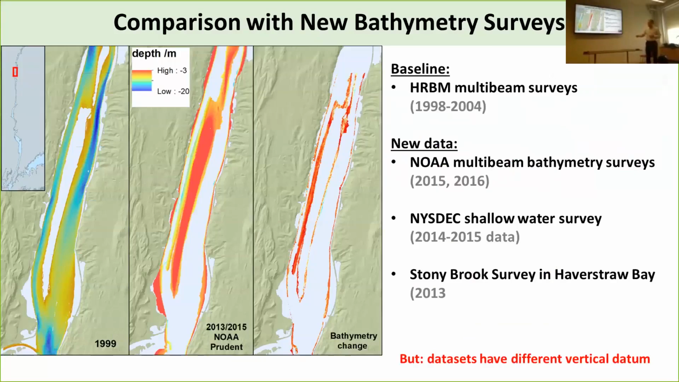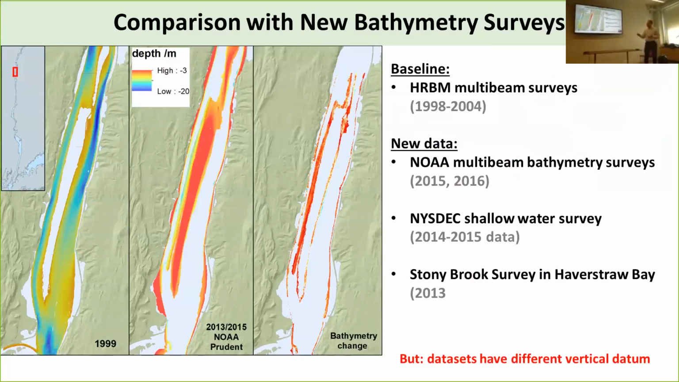So in the original data, we excluded all the shallow areas, and the new DEC shallow water survey concentrated only on the shallow area, so there's very little overlap between these two. And NOAA basically only went into the main shipping channel to collect new data.